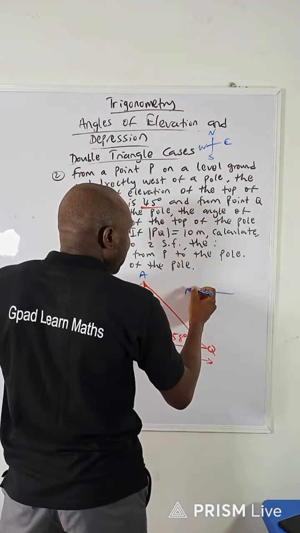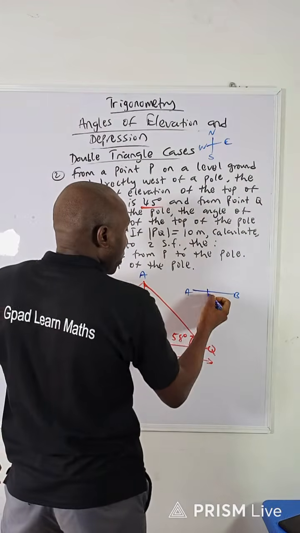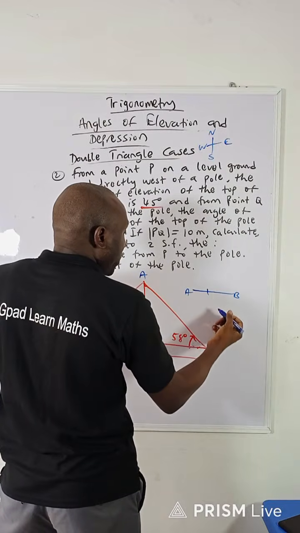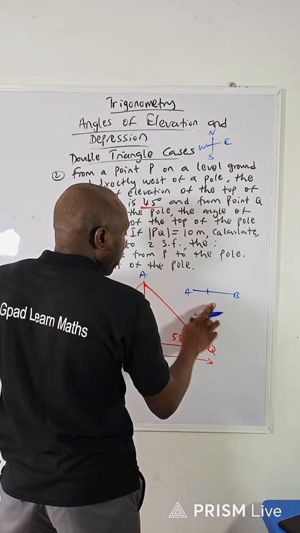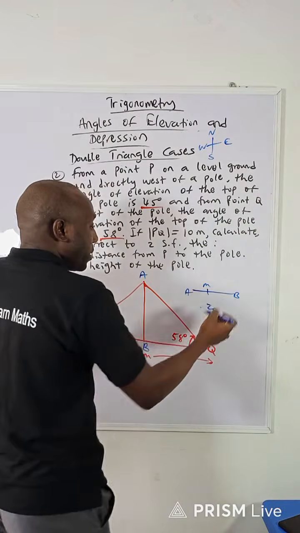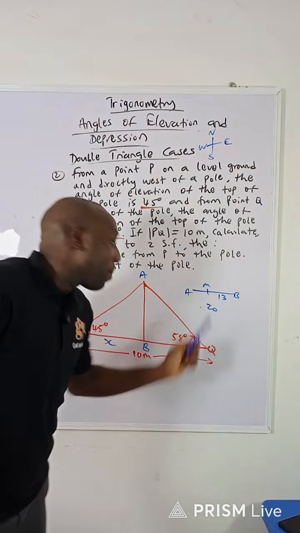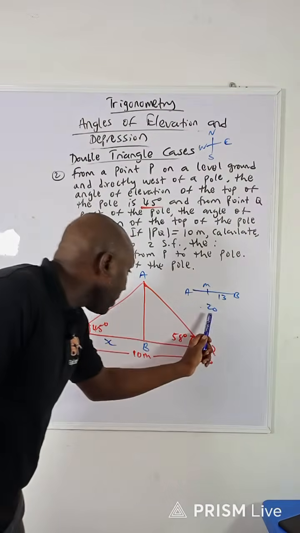Let me give you an instance. Let's say you have AB. If from A to B is, let's say, 20, and from M to B is, let's say, 13, what will that be from A to M? You will simply do 20 minus what?